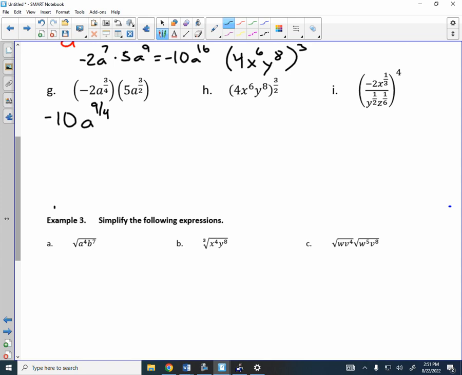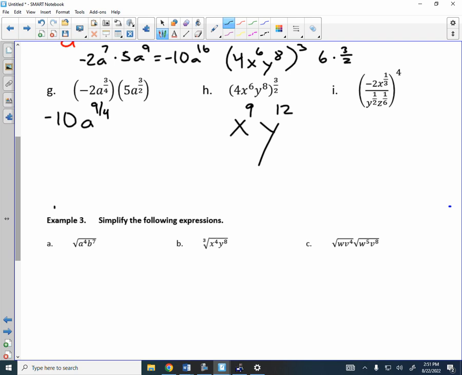Let's multiply the exponents. So 6 times 3 halves. If you don't know how to do 6 times 3 halves, the number on the top is what you multiply by, and the number on the bottom is what you divide by. So 6 times 3 divided by 2 is 9. So you get x to the 9th. And then we have 8 times 3 halves. So you multiply by the top, you divide by the bottom, you get 12. Yes, excellent.